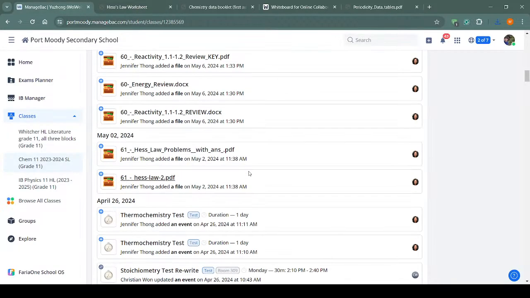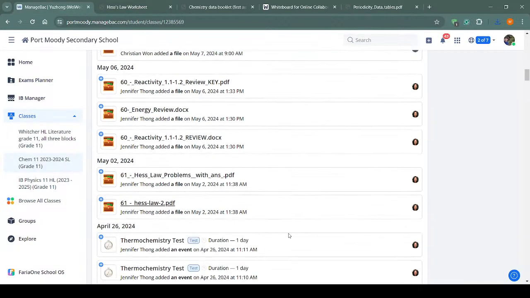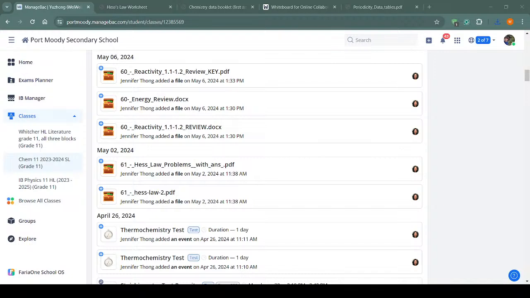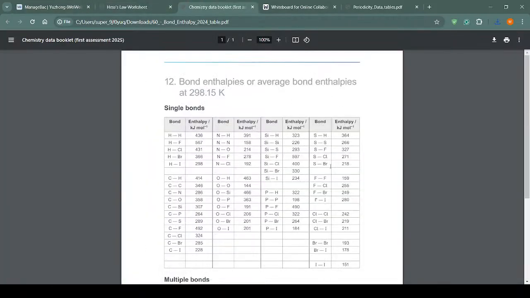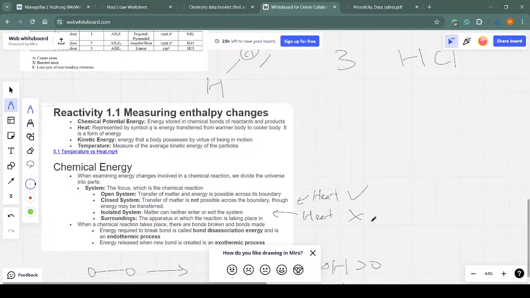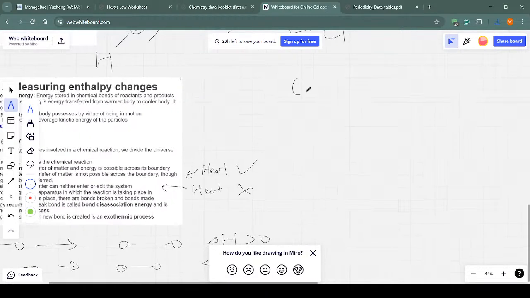I do want to do a bond breaking kind of question, though. Let me see if there's one in here. Oh, and calorimetry. Also physics stuff, but I'll write it here. Q equals mc delta T. That's pretty much all you need to know.